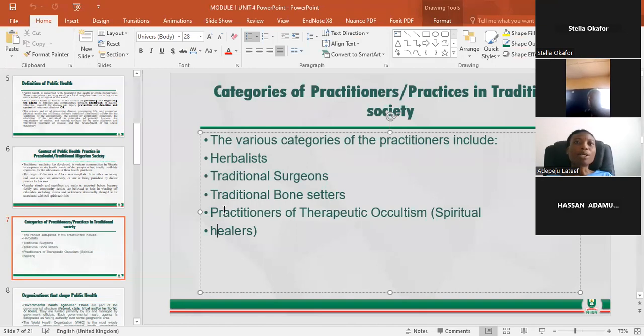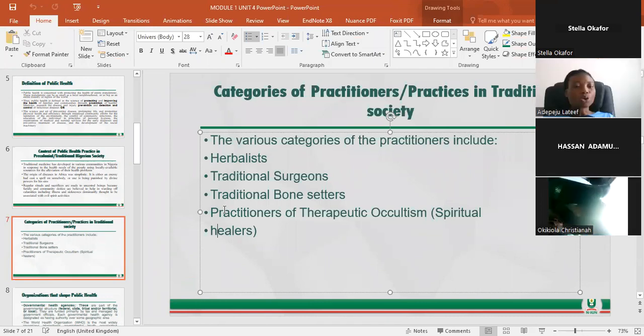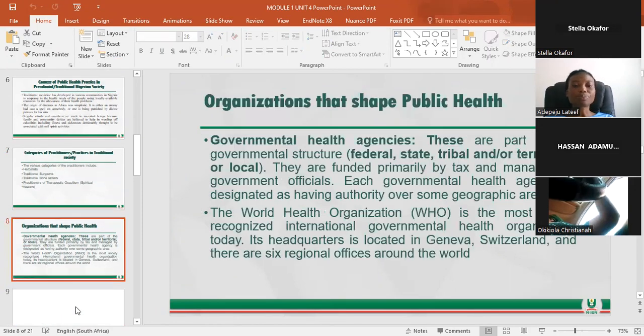So when you come across a question that says, state the categories of traditional practices that help shape public health in Nigeria, don't forget that there are these major four that we have mentioned. So endeavor to go through the explanation from your course materials and provide a precise and concise explanation to each of these categories. Are we clear?